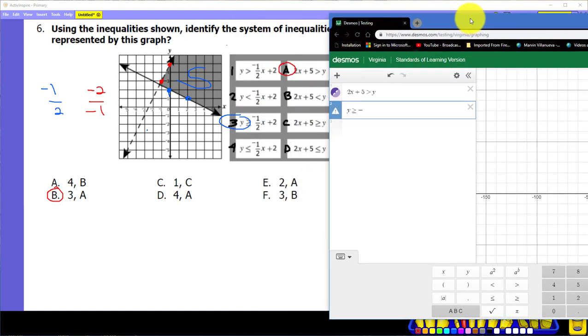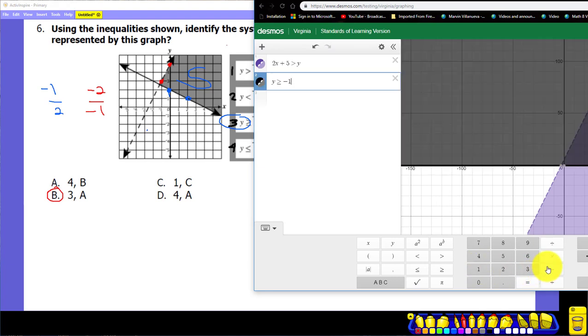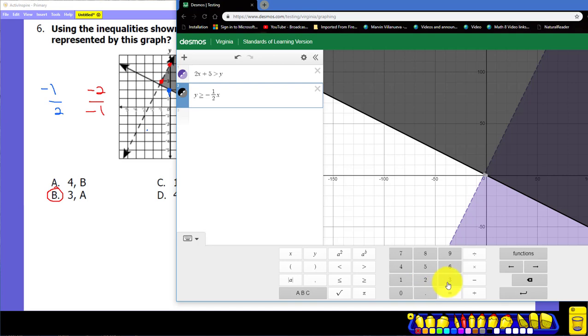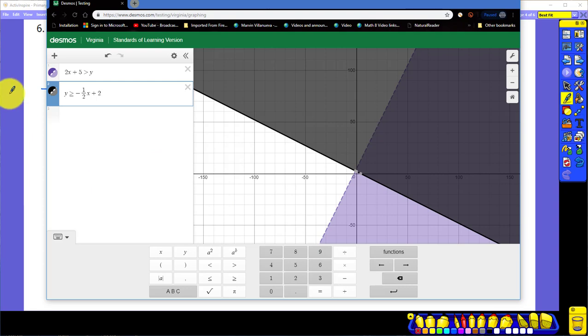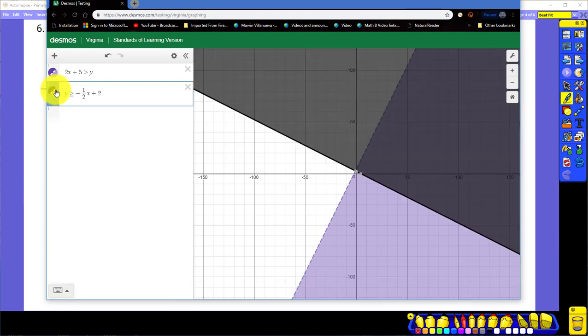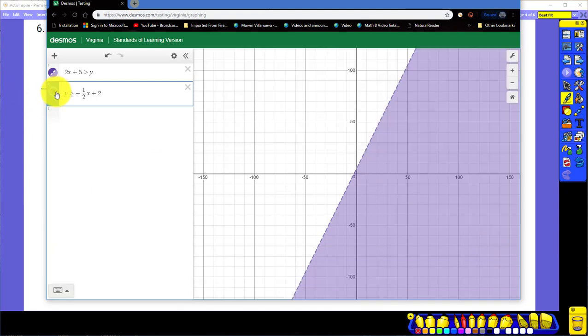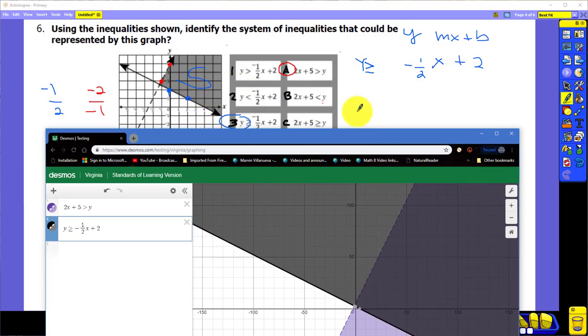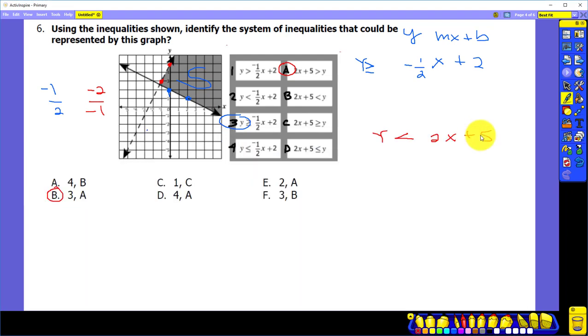Negative 1/2 x, and the y-intercept was plus 2, so plus 2. Alright, so here we go. Let's toggle this on and off. So the overlapping area is actually located here, which is the question that we have. So by using our Desmos, we can verify that the answer is our inequality 3 and A.